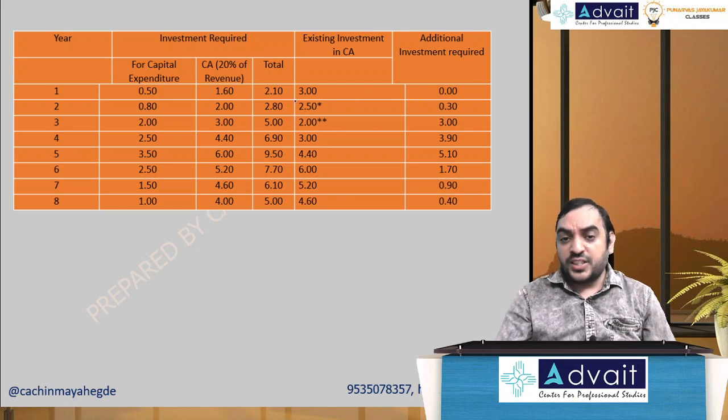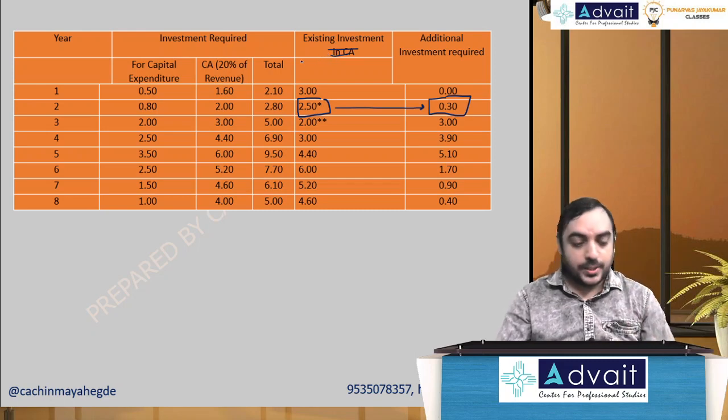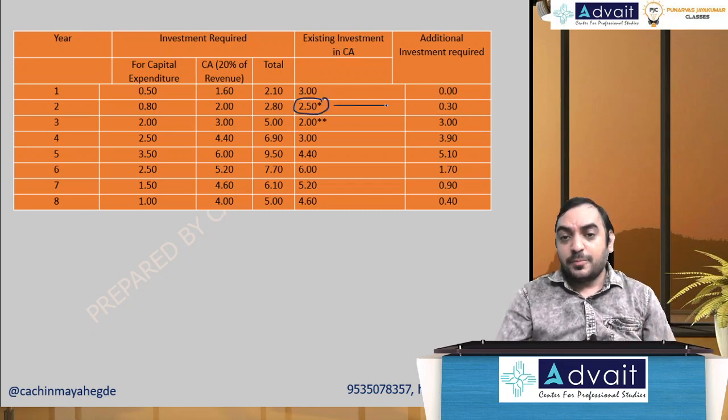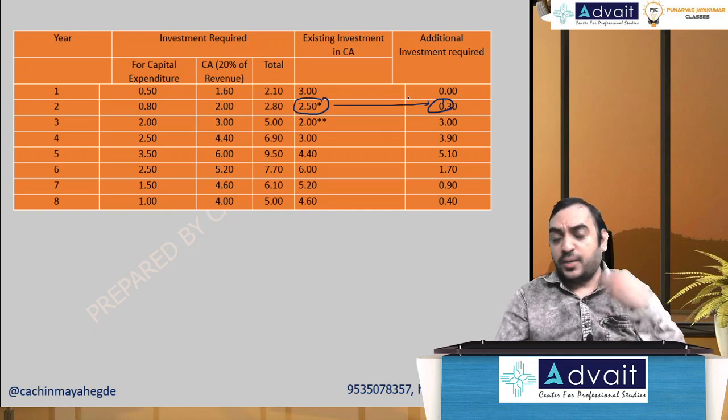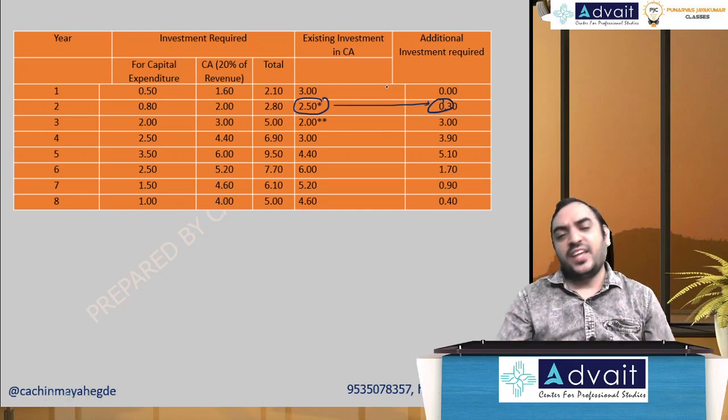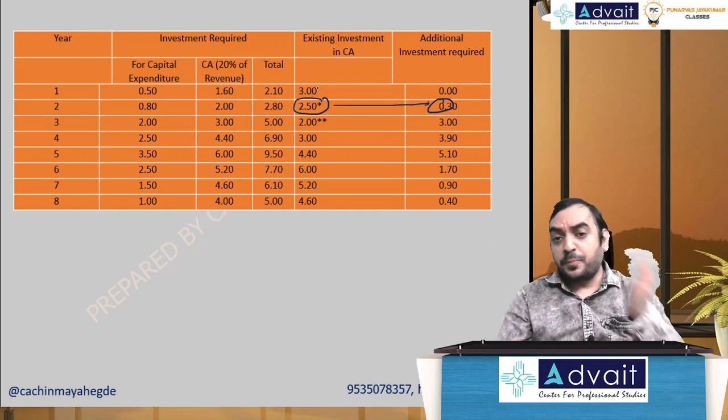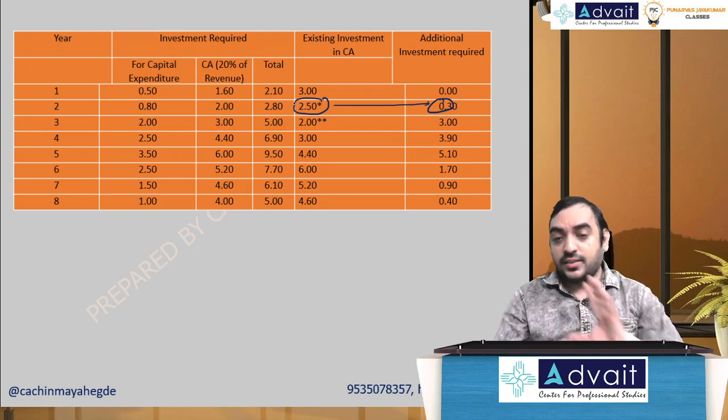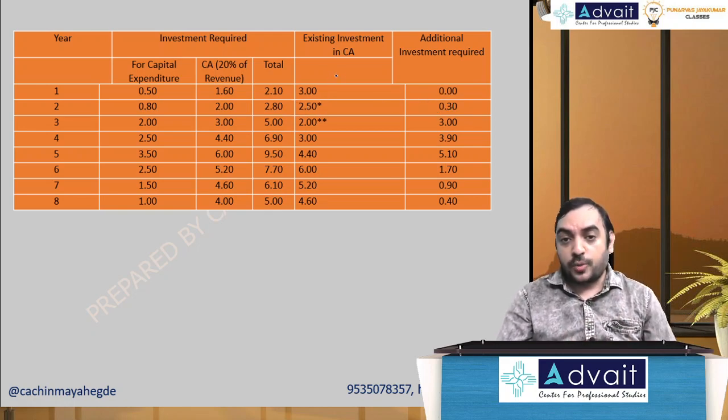So what will happen to this balance now? 2.5 we are having. We require an additional 0.3. So total becomes 2.8. This is existing investment, not just current assets, existing investment actually. So 2.5 plus 0.3, 2.8, because 2.5 we had, 0.3 we got. So we have 2.8 now at this stage. If you want, you can have one more column, revised.